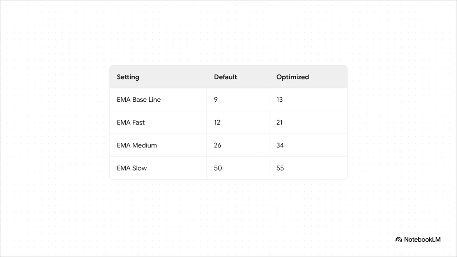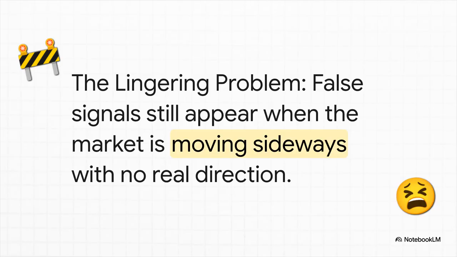And here are the exact changes we're going to make. See how we're bumping up all these numbers? What we're basically doing is telling the indicator, hey, calm down. Ignore the small, distracting market noise and only alert us when something real seems to be happening. Okay, so we've made it better, but there's still this one big, nagging problem. When the market is clearly trending up or down, this thing is great. But when the market is just chopping around sideways, going nowhere, it still gives us a ton of false signals.